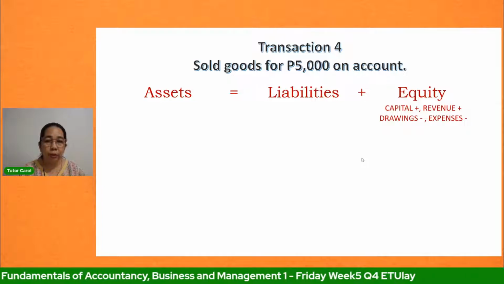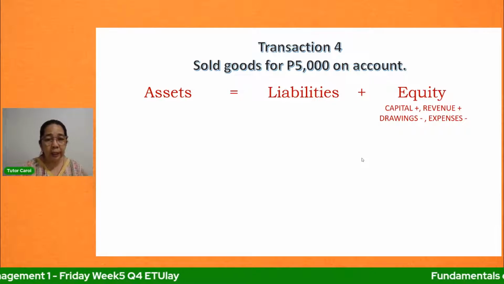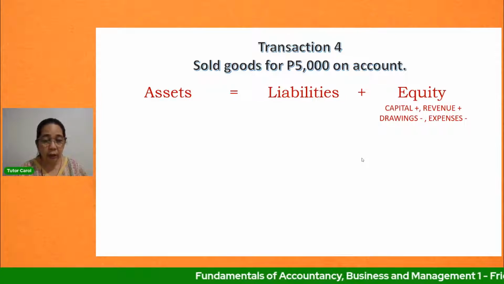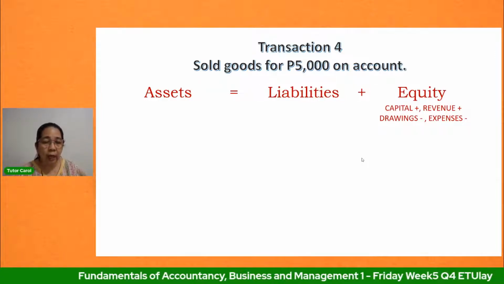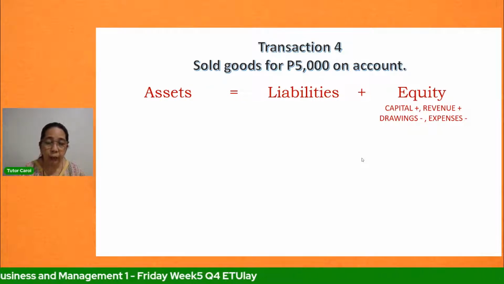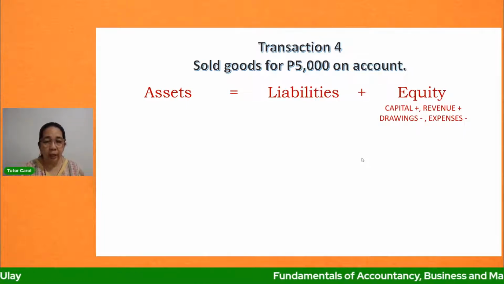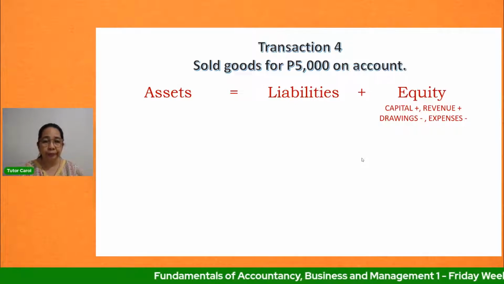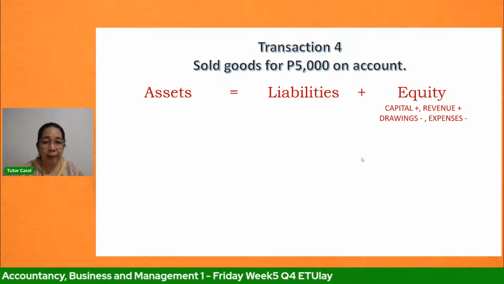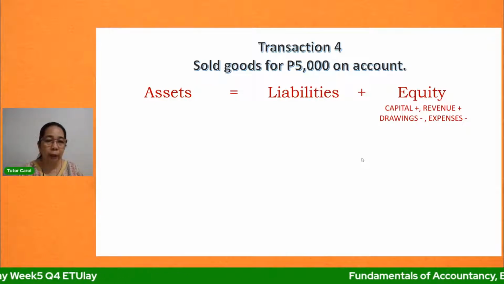Sold goods for 5,000 pesos on account. By the way, kanina nag-purchase tayo and ang ginamit natin ay inventory. So, ibig sabihin, tayo ay gagamit ng perpetual inventory system. Kasi inventory ang ginamit natin nung nag-purchase tayo ng goods for resale. Kasi kapag periodic inventory system, papasok muna yan lahat sa mga purchases. Since inventory agad, perpetual inventory system.